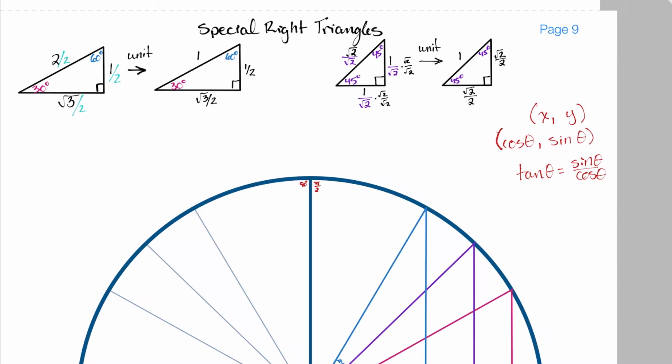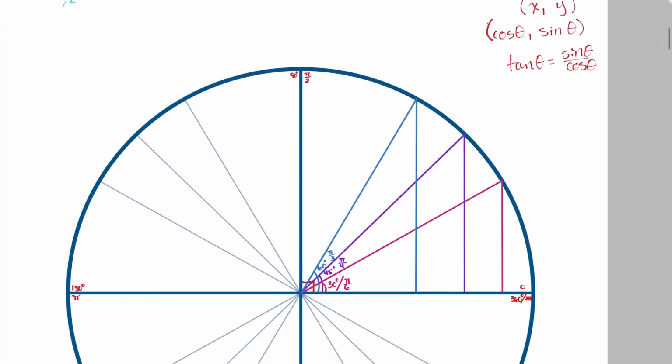Today we are looking at the unit circle. And the reason why we call this the unit circle is because all of the radii that we can draw on the unit circle are all one unit.